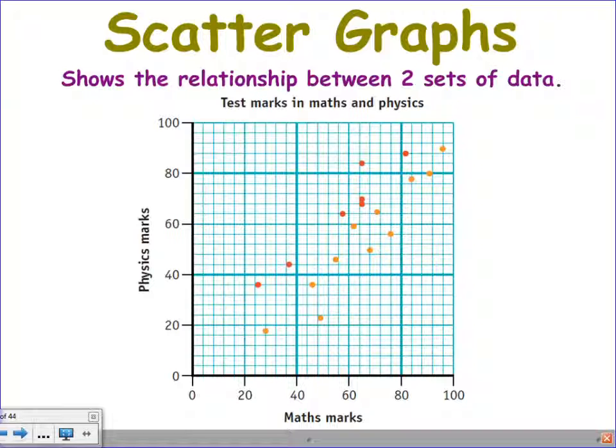I asked the next student, what did you get in your maths, what did you get in your physics? And he says, oh, I got about 22 in my maths and I got 38 in my physics. And you put that little cross there. And they should be crosses, not dots. Okay? So what a scatter graph shows is the relationship between two sets of data.